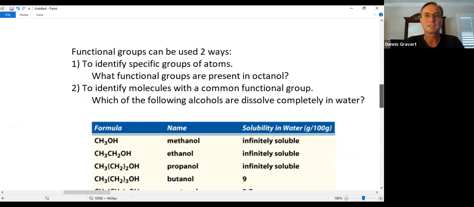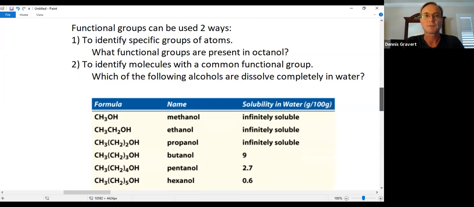Lastly, it's kind of zoomed in, but I think this will work. I just want you to be aware of two ways you can use a functional group. One way is how we've been doing it, just to identify groups of atoms. So I got this table down here, and I'll pose the question, hey, what functional groups are present in octanol? How many carbons would you guess is in octanol?